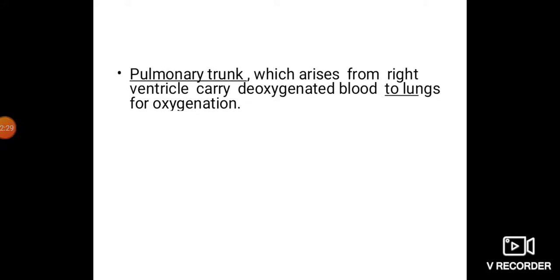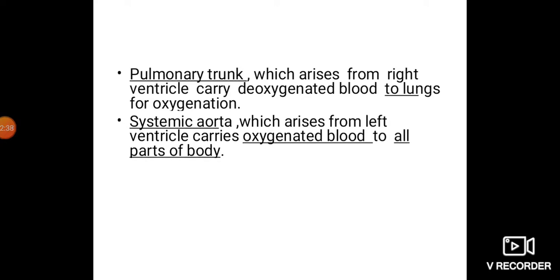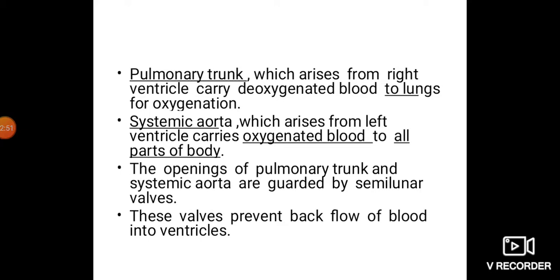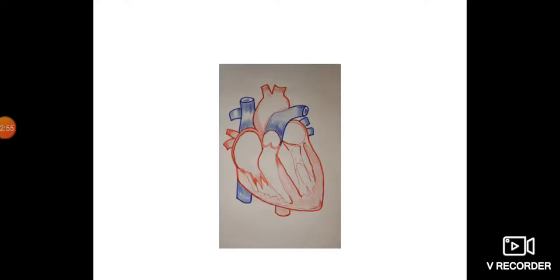The pulmonary trunk, which arises from the right ventricle, carries deoxygenated blood to the lungs for oxygenation. The systemic aorta, which arises from the left ventricle, carries oxygenated blood to all parts of the body. The openings of the pulmonary trunk and systemic aorta are guarded by semilunar valves. These valves prevent backflow of blood into the ventricles.